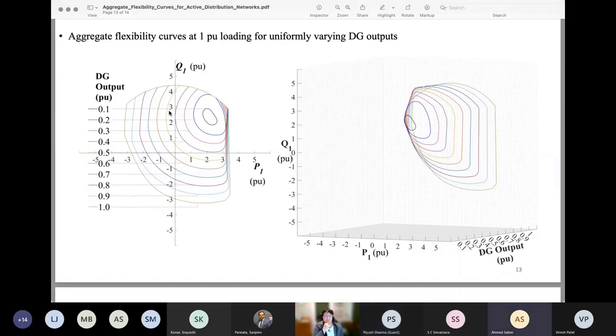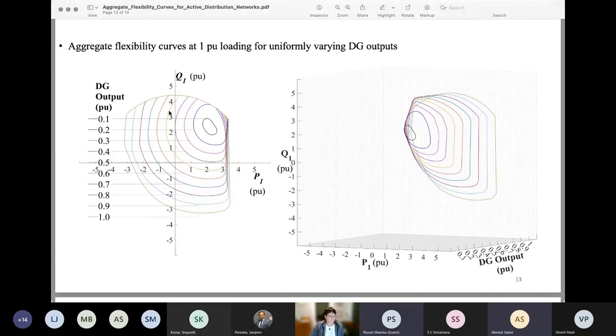Yeah, got it. So far I understand. Sorry, Ahmed, go ahead. Do you use the transmission side? I think he did not use the transmission side. No, sir, this is not the capability curve or aggregated capability curve at the transmission coupling point. This is for the distribution side, right? Absolutely yes, sir.